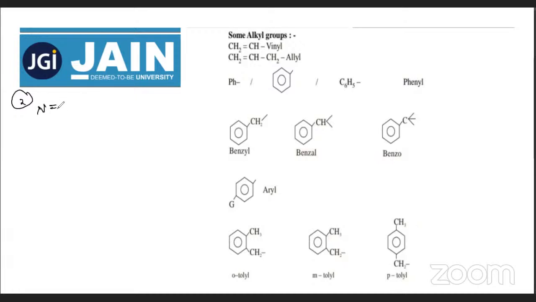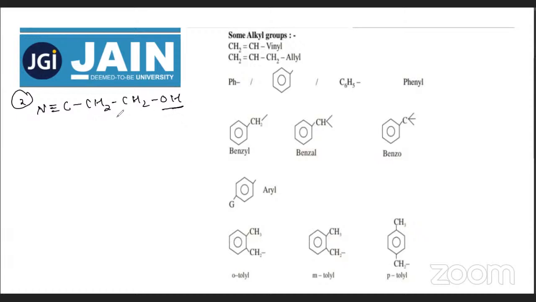The question is N triple bond C CH2 and triple bond C CH2 CH2OH. Try this. Two cyanoethanol.